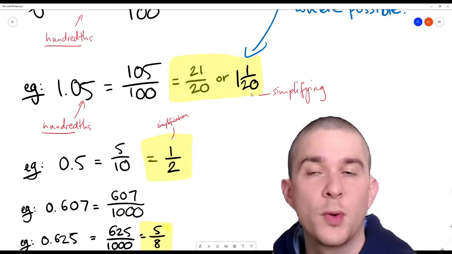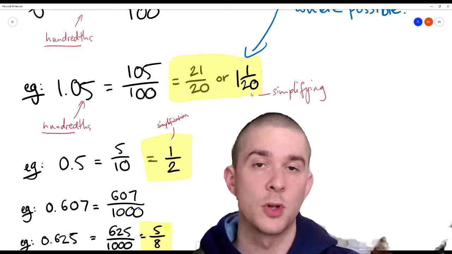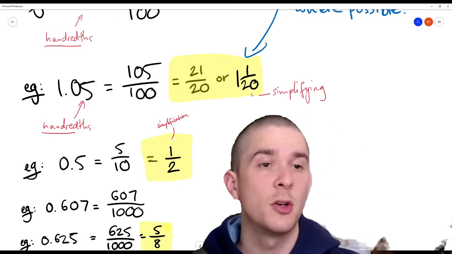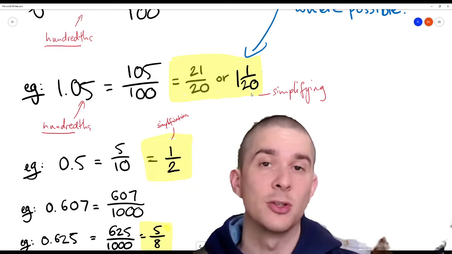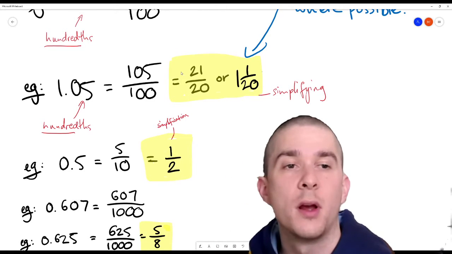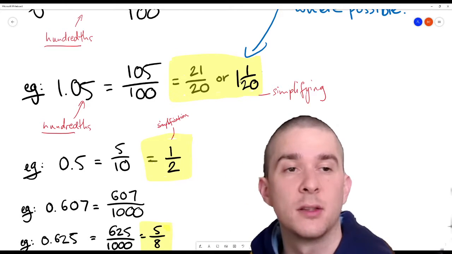This 1 and 1/20th is a mixed number, so it's a whole number and a fraction together. We're not going to talk about those in this video, but just know that they get added together. So 1 whole and 1/20th gives us 21 twentieths. So that 1 whole is 20 twentieths.